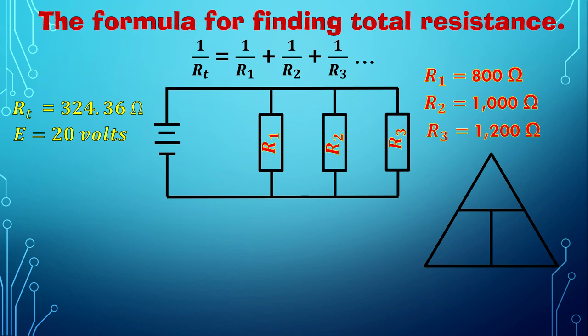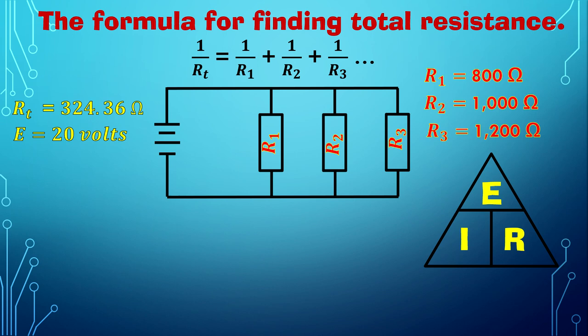Now, one thing about our total resistance with parallel circuits, our total resistance is going to be lower than our smallest resistor. So in this one, I know that if I get resistance higher than 800 ohms, then I know I've done something wrong. It's going to have to be less than 800 ohms. And the more branches we have, the lower it's going to be because it's got more places divided up.